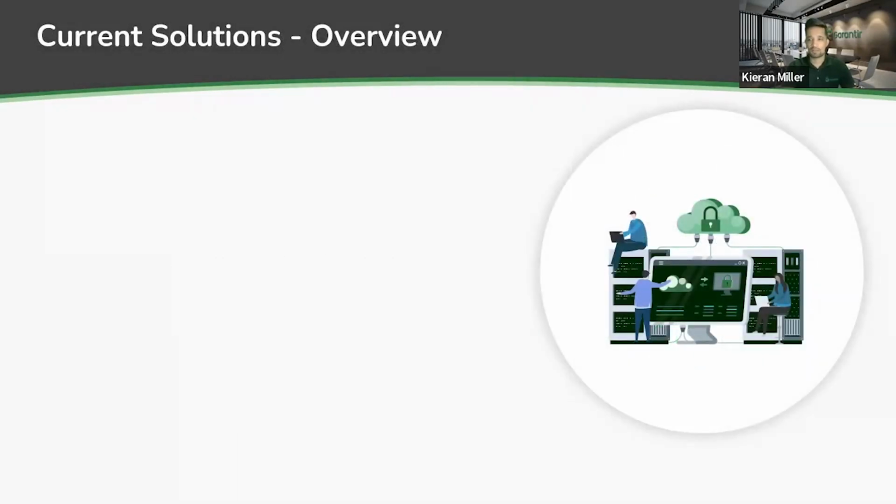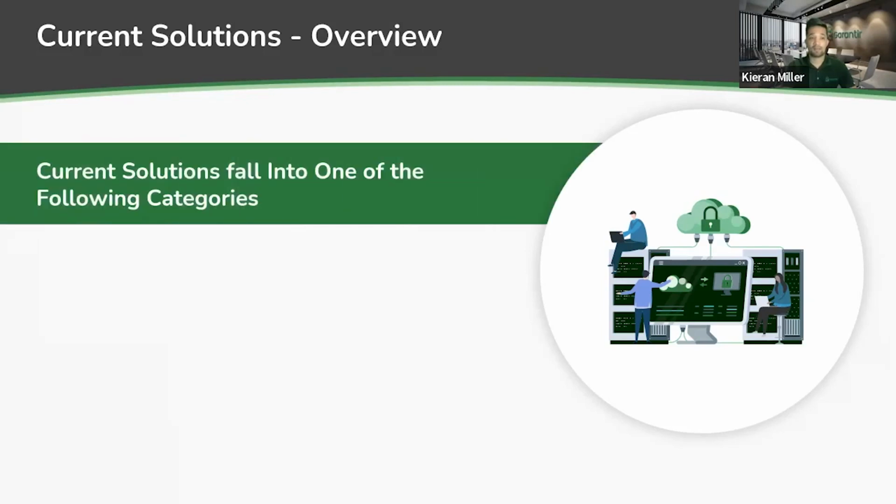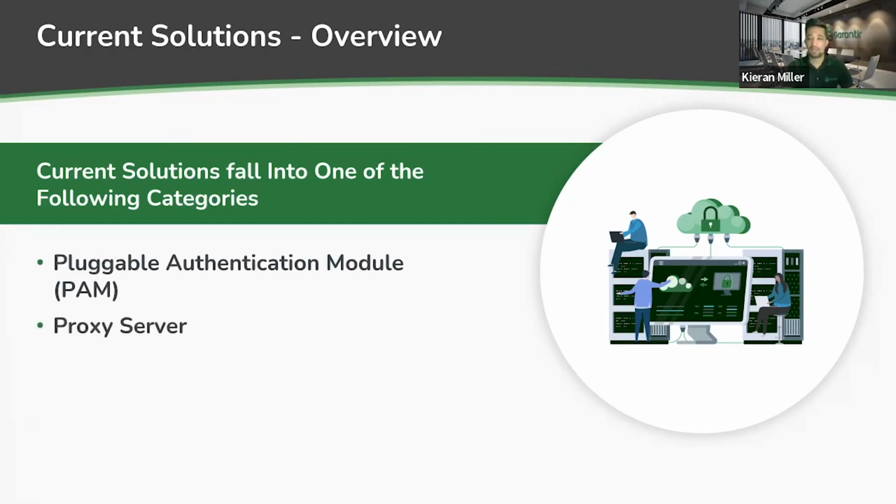So what are the current solutions on the market at a high level? They basically look like one of these few. The first is a pluggable authentication module, commonly referred to as PAM modules. The second is a proxy server. And the third is a secret server. And then, of course, you can do a hybrid of these solutions.